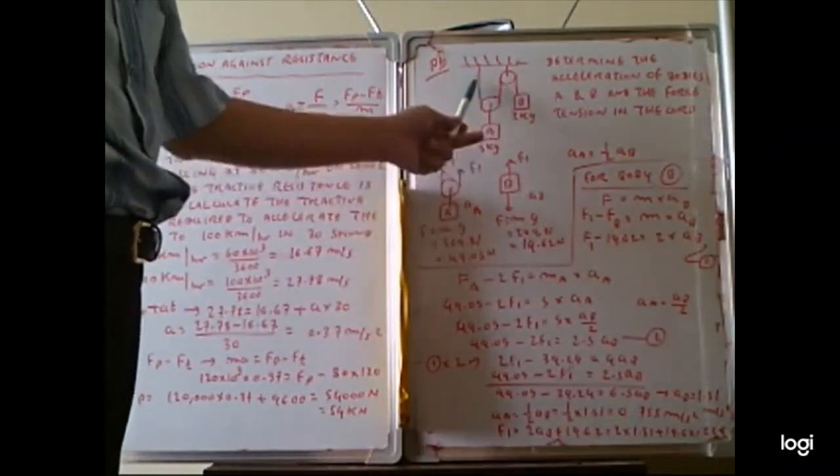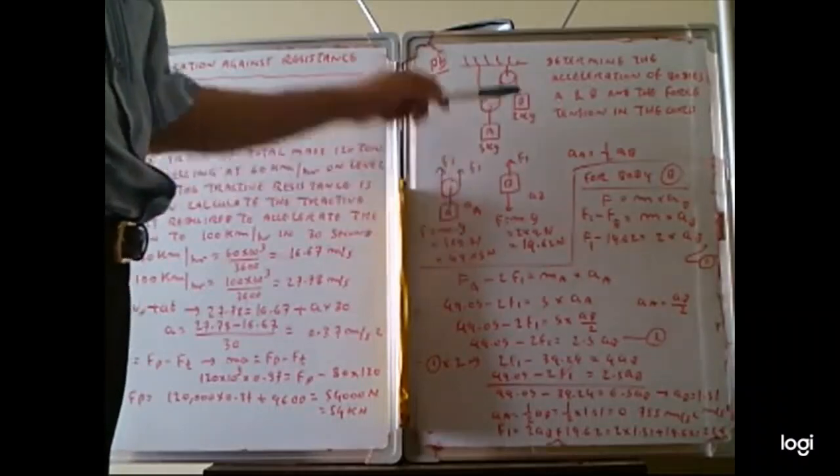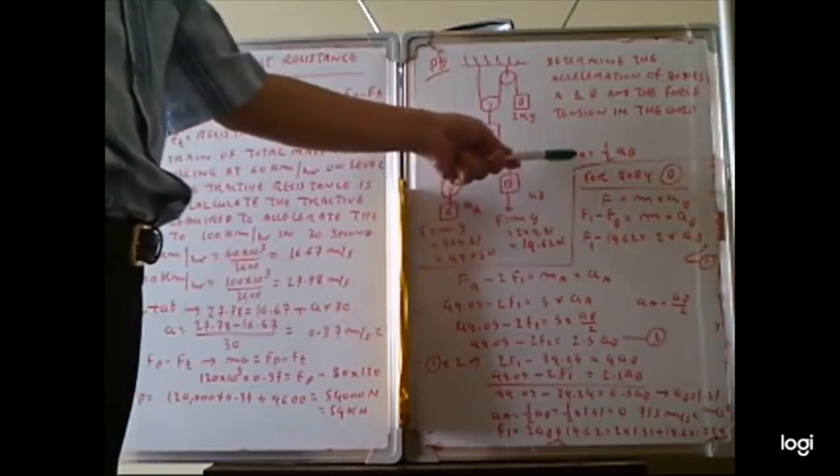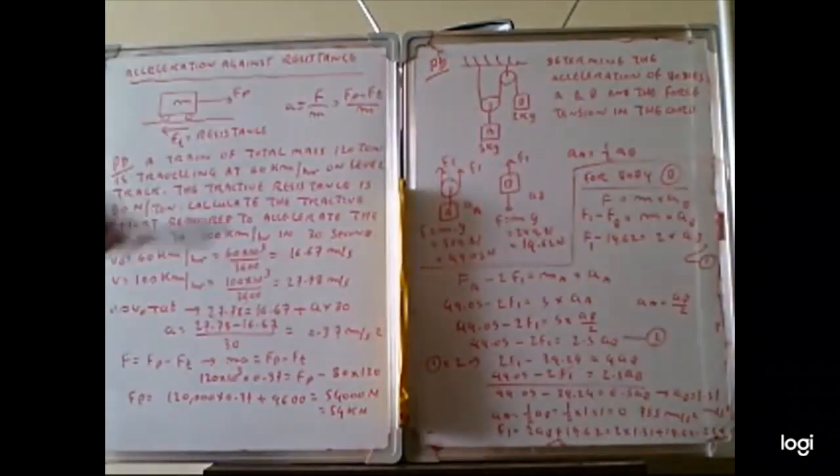So there are two forces. The two tensions are two forces. For B there is only F1 and the acceleration AB. So the acceleration of A is half of the acceleration of B. Those are the information in the problem.